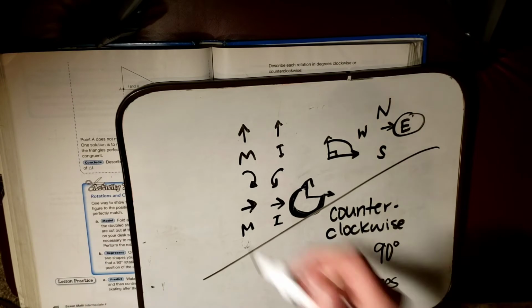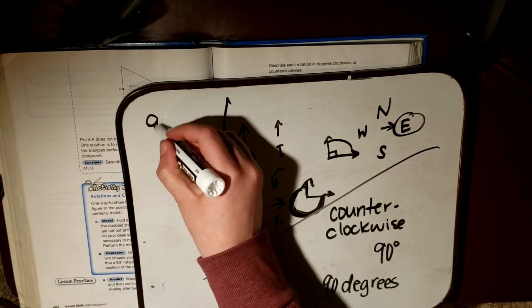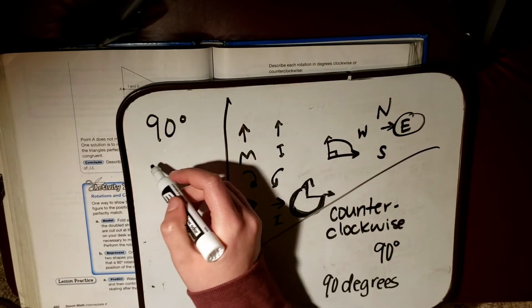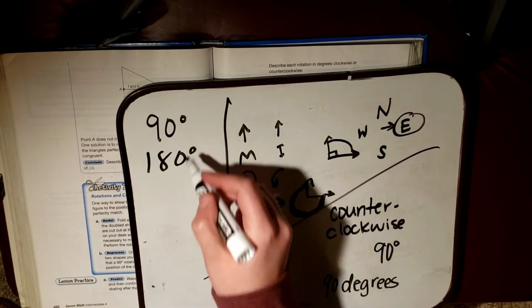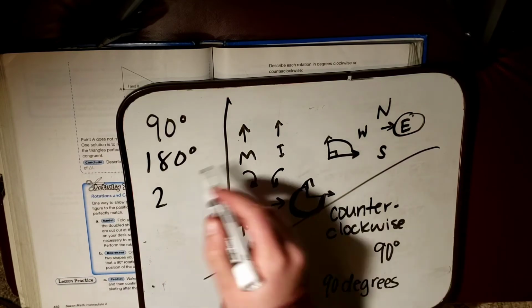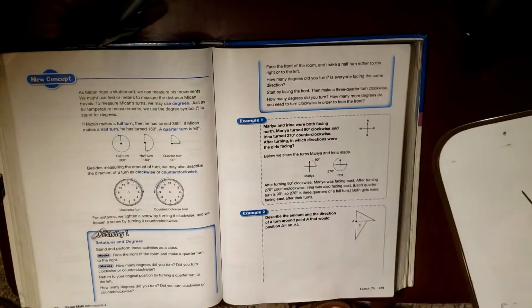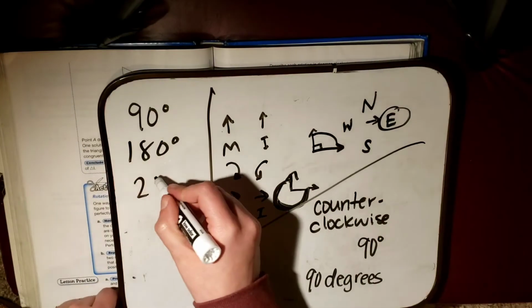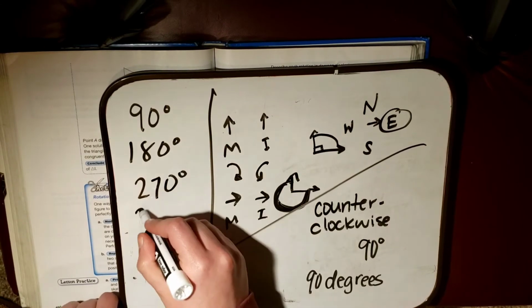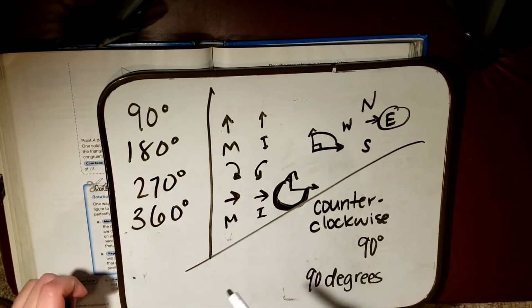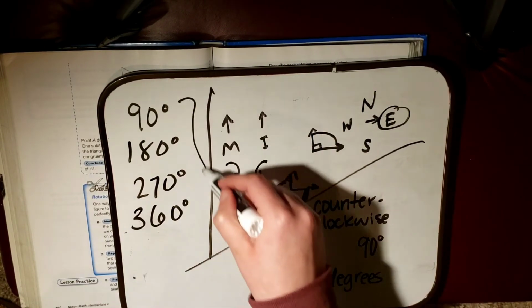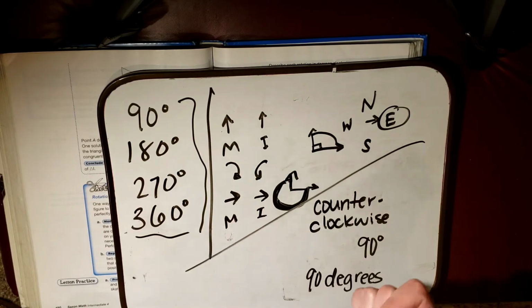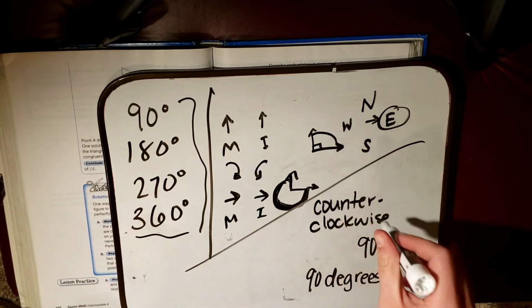So our different options of degrees are 90, 180, 270, and 360. Those are the different kinds of degrees we'll have for how much a thing can move.